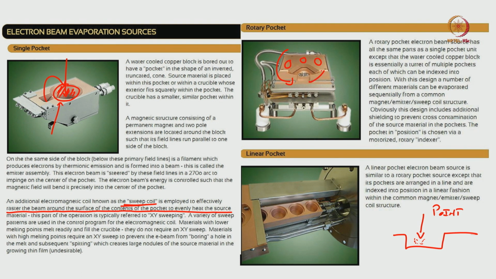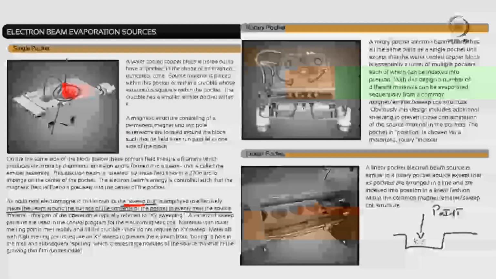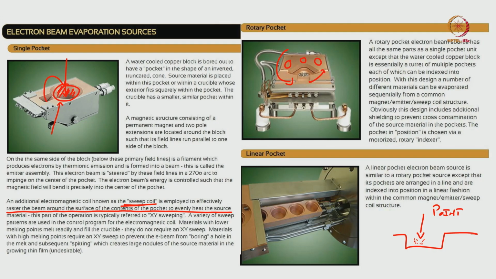Then you rotate this one and bring another material, or the source holder or crucible, into the site of the electron beam. Because you can rotate different blocks, or pockets, it is called the rotary pocket mechanism. A rotary pocket electron beam source has all the same parts as a single pocket unit, except that the water-cooled copper block is a turret of multiple pockets, each of which can be indexed into position. With this design, a number of different materials can be evaporated sequentially from a common magnet, emitter, and sweep coil structure.